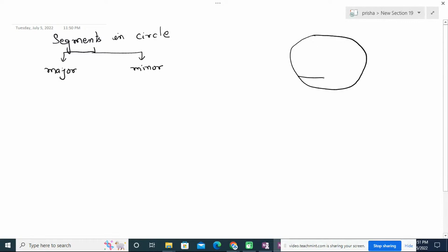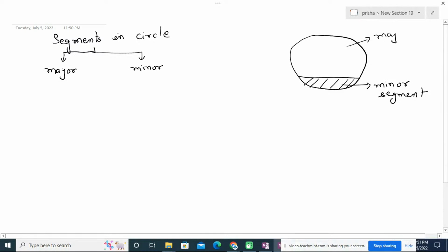For example, we have a circle like this. Now, this is a portion. I will shade it. So this area is smaller, so this portion is termed as minor segment, and this area is larger, so we will tell it as major segment. Okay.